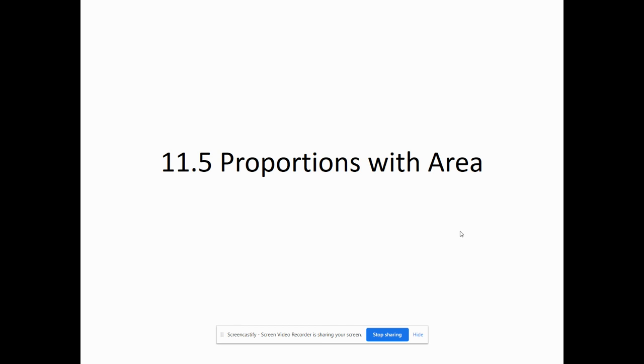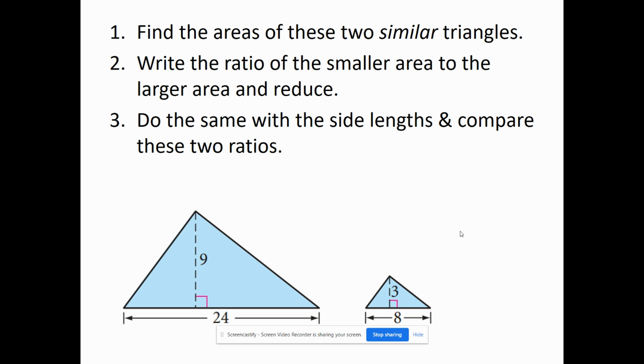Okay, so in this video I'm going to go through section 11.5, proportions with area. What we're going to do is a little investigation to determine a formula. If we find the area of both of these triangles, let's do the small one first.